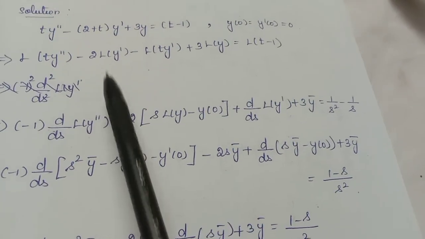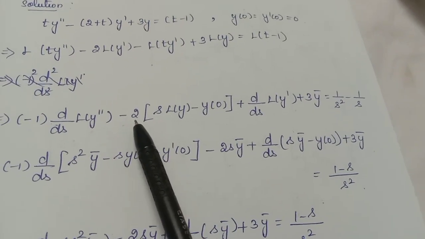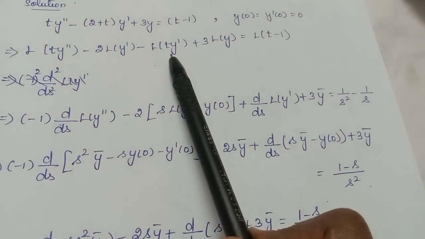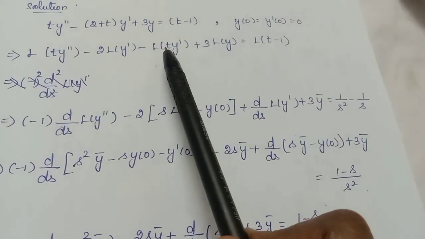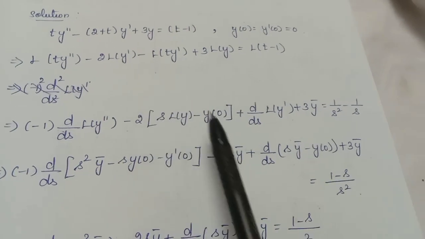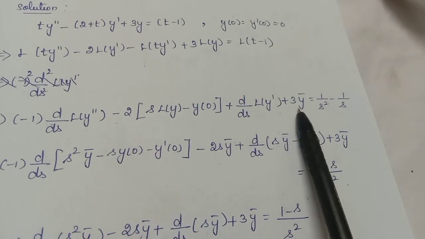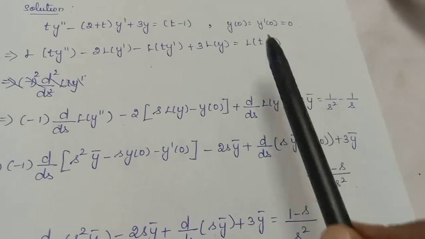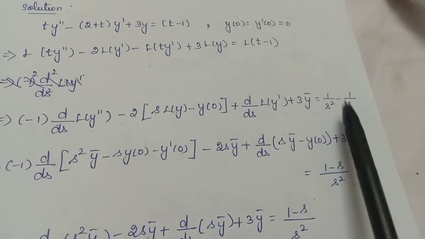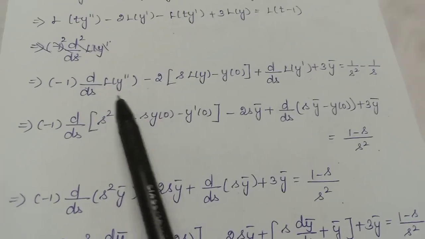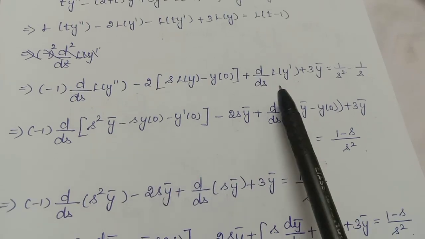So the value of this is minus 1 into d by ds of L of y double dash minus 2 into (s into L of y minus y of 0), plus here also you are having t, no? So what to do? T power 1, so minus. So already you have one minus, so minus into minus will become plus d by ds of L of y dash, plus 3 into L of y, which is y bar, equal to Laplace of t, which is 1 by s square, minus Laplace of 1, which is 1 by s. Okay, now you apply the formula for L of y double dash and L of y dash.